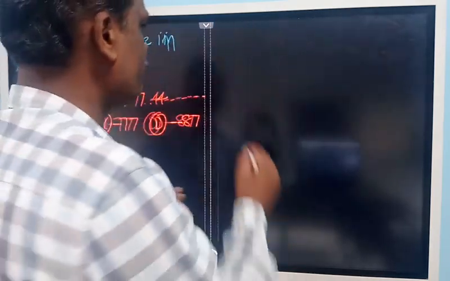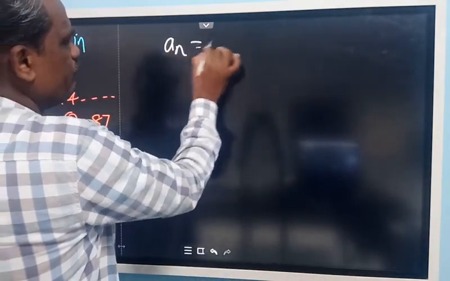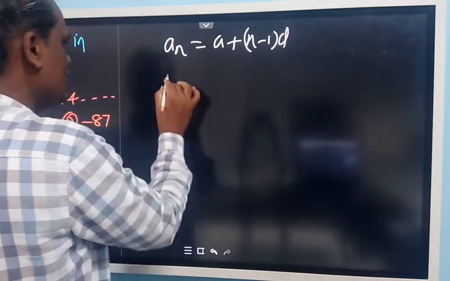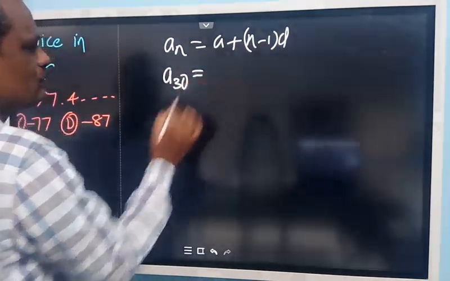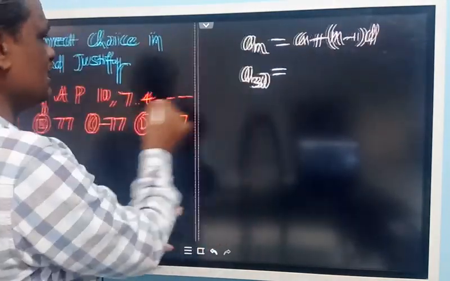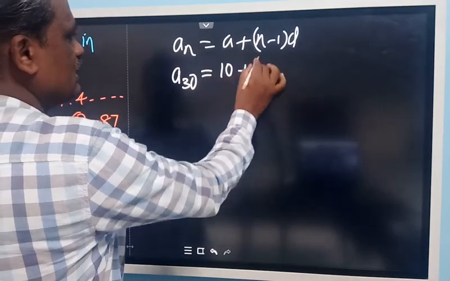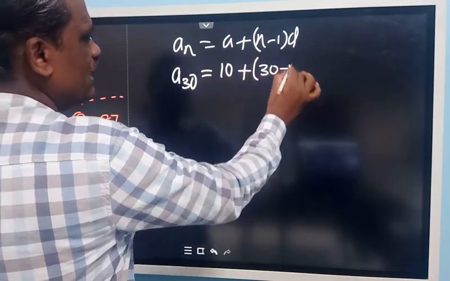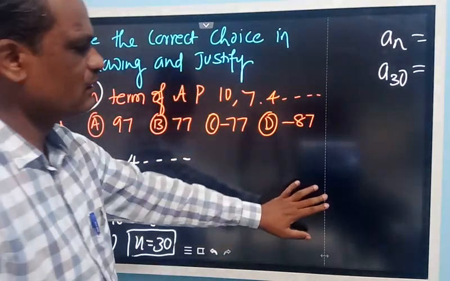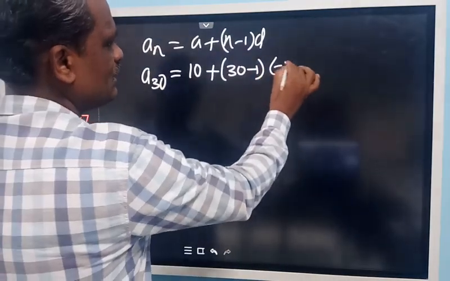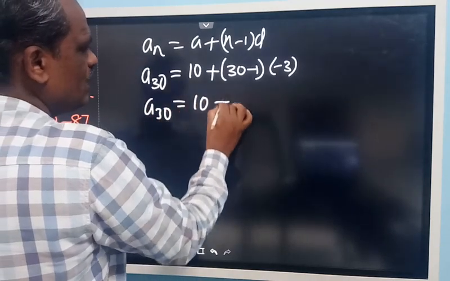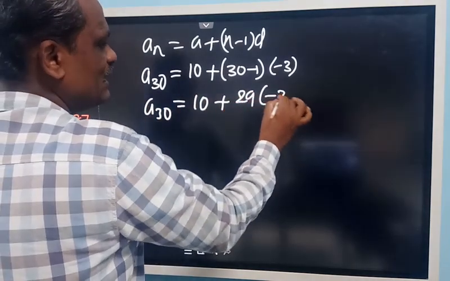Use the formula a_n is equal to a plus (n minus 1) into d. The 30th term you need to find out. The first term is given, that is 10, plus n value 30, 30 minus 1, into d. The value is 7 minus 10, it is minus 3. So you can write here minus 3 inside the bracket. So a30 is equal to 10 plus 29 into minus 3.